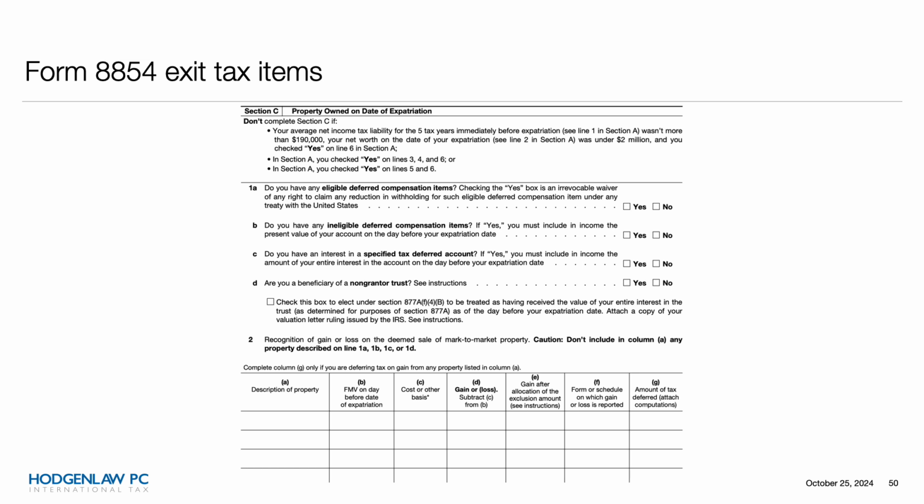Then on line 2, you have to list all the deemed sale property. So everything that ends up making it to the income tax return as an exit tax item also gets reported kind of in like a reconciliation right on this page on Form 8854.